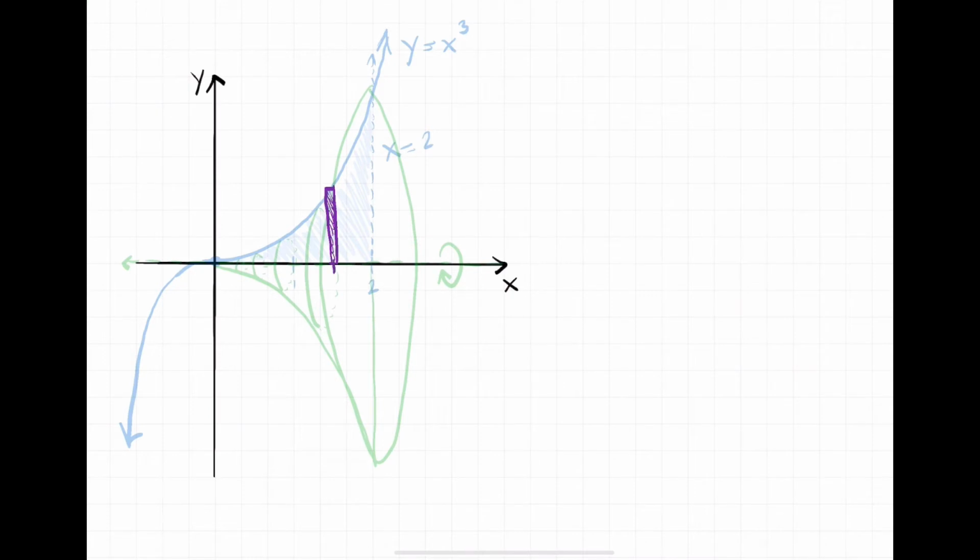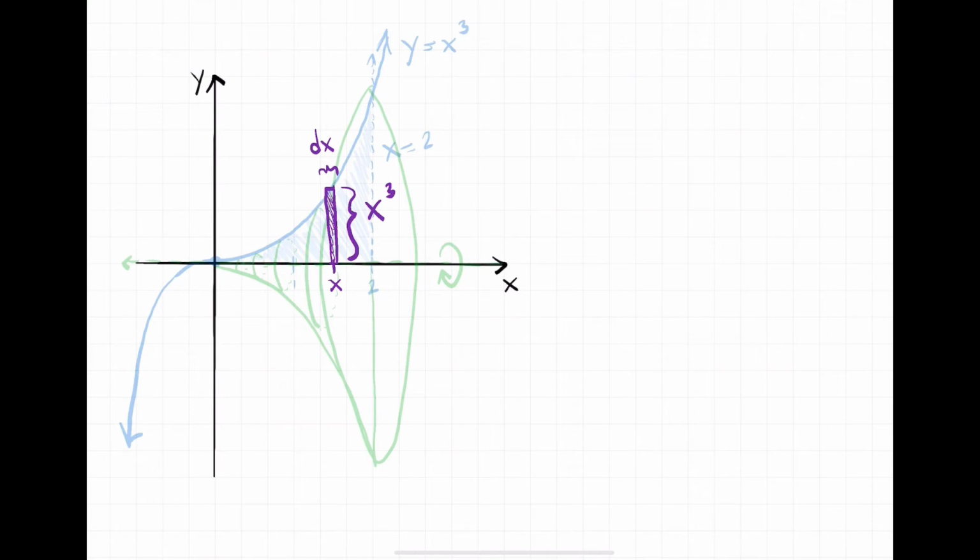This is the rectangle that's at position x along the x-axis. Its height is given by the curve that describes it: the top curve minus the bottom. The top curve is x cubed, y equals x cubed. The bottom is just the x-axis, y equals 0. The height is the y coordinate then, which is equal to x cubed. And of course, the width of that rectangle is dx, as we've discussed before.